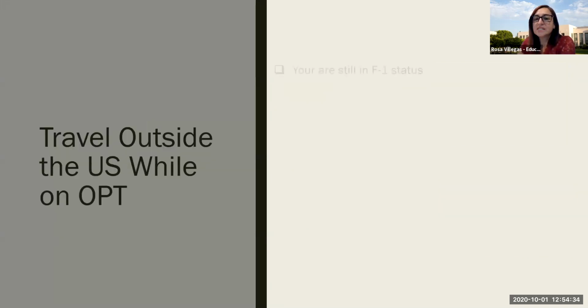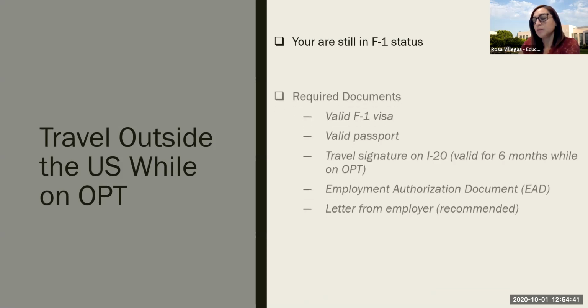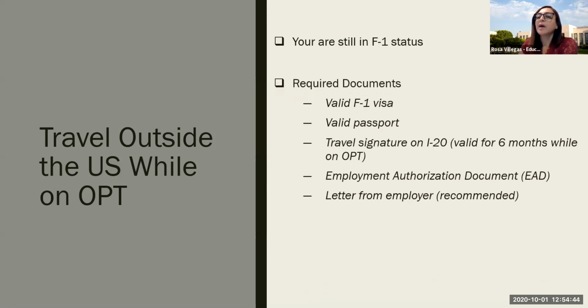Travel during OPT. So remember I said when you're in OPT, you're still on F1 status. You haven't changed your status. So if you have a need to travel outside the US, you still need to request a travel signature from our office. Travel signatures during OPT are only valid for 6 months at a time. As a student, the travel signature is valid for a year, but as an OPT student, it's only for 6 months. Make sure you have your employment authorization card.